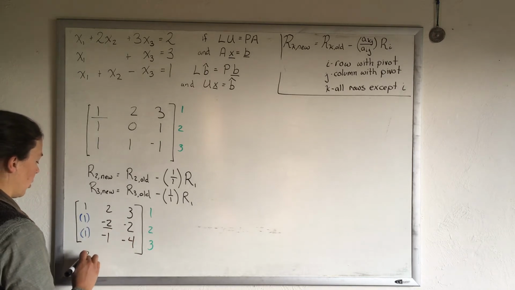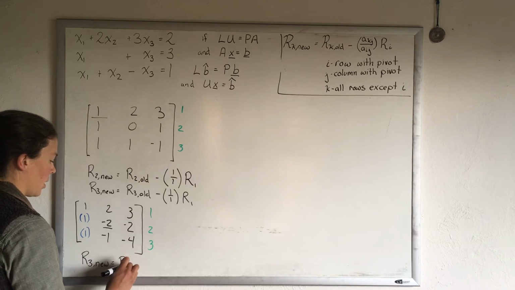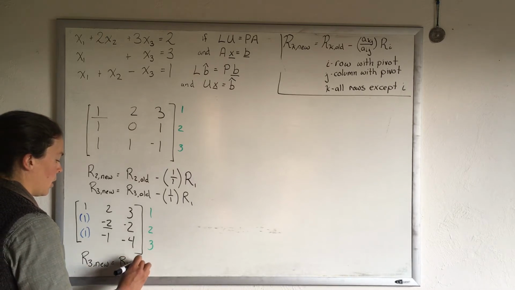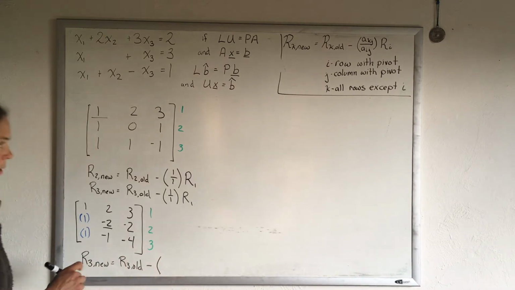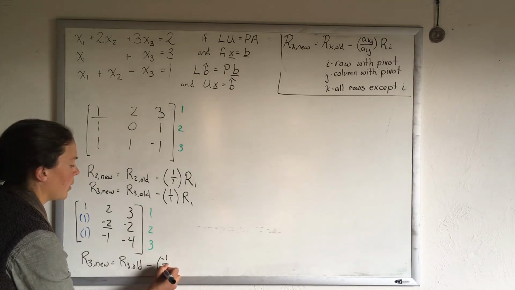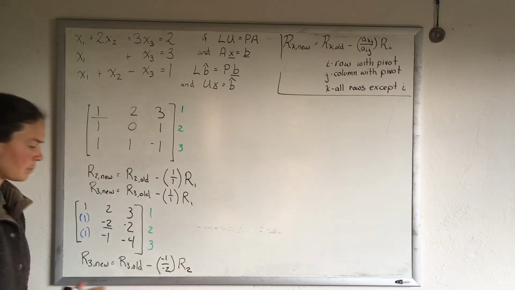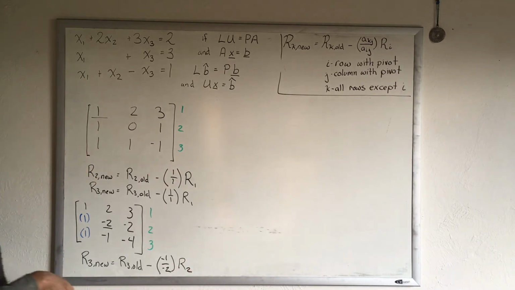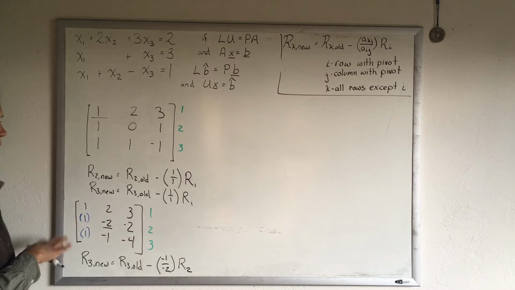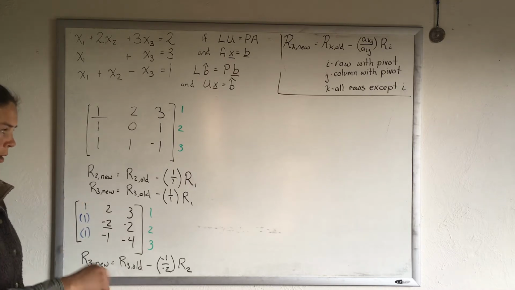So now I'm going to do R3 new is equal to R3 old minus, and then this is where I have to do that fraction. So I have negative 1 divided by the pivot element, negative 2, so that'll be positive 1/2 times row 2. If we're doing true Gaussian elimination, we'd also do row 1, but for LU decomposition, we only need to do the lower things below this.